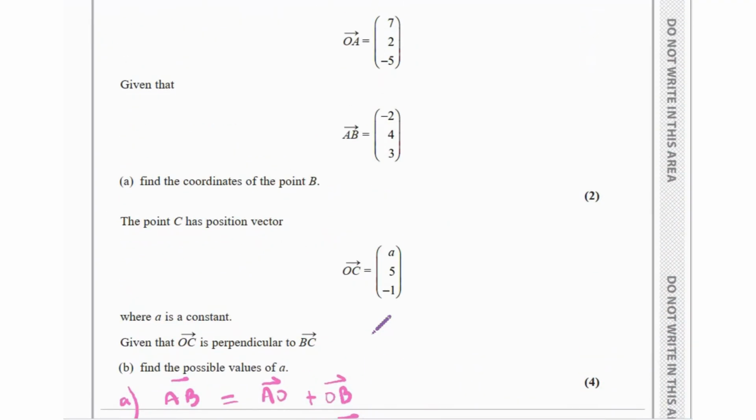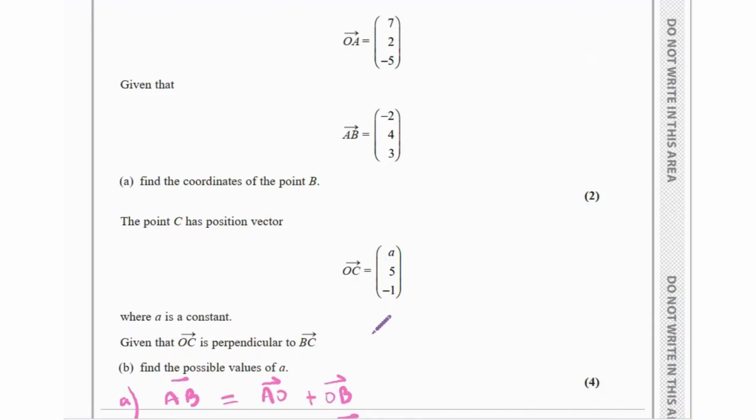Then the point C has position vector OC, which is A, 5, and -1, where A is a constant. Given that OC is perpendicular to BC, find the possible values of A. So we have the vector for OC. We can use that with A. We can use that and OB to find BC.